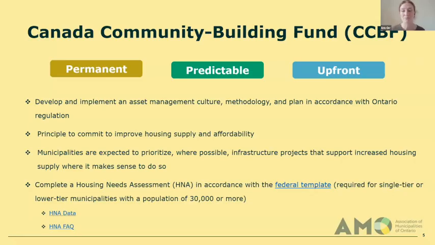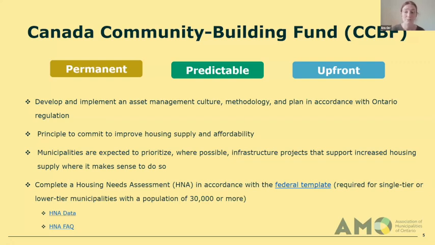Now, as for municipal compliance, I'm going to briefly go over the Canada Community Building Fund and the requirements that are defined under the new agreements. The CCBF, formerly called the Gas Tax Fund, is permanent, predictable, and upfront funding for Ontario municipalities. It is used for priority infrastructure. To identify your priorities, asset management and housing needs assessments are really great tools. In the first session of this series, I mentioned that asset management progress is a requirement under the CCBF agreements, but another priority is housing supply.